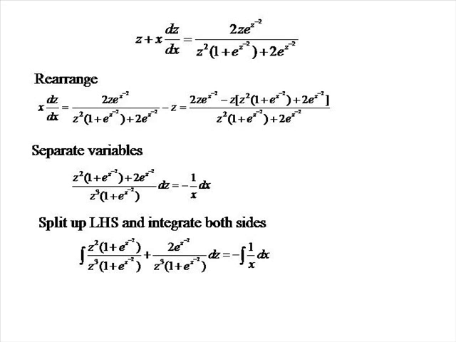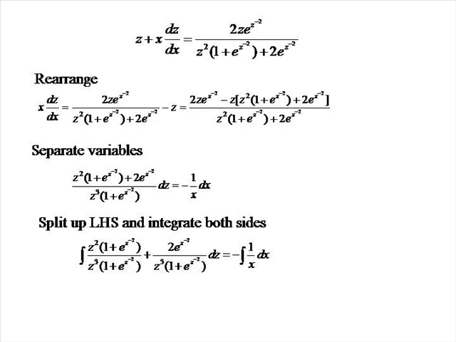So on the left hand side we've got z squared times (1 plus e to the z to the minus 2) all over z cubed times (1 plus e to the z to the minus 2). Well, that cancels to 1 over z. Our second term on the left hand side, well, that's 2 times e to the z to the minus 2 all over z cubed times (1 plus e to the z to the minus 2). Our right hand side is just the integral of minus 1 over x.